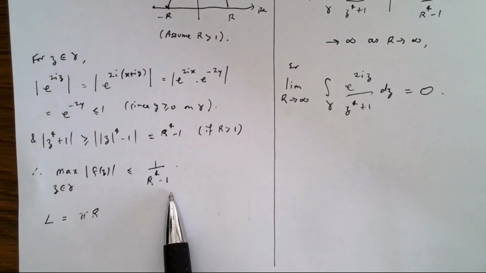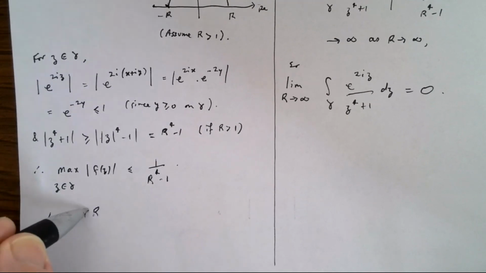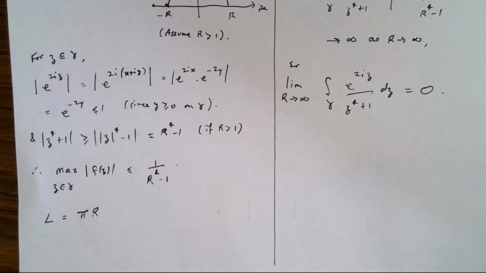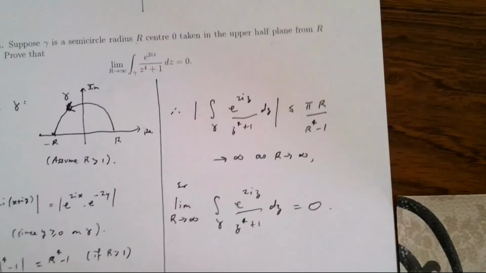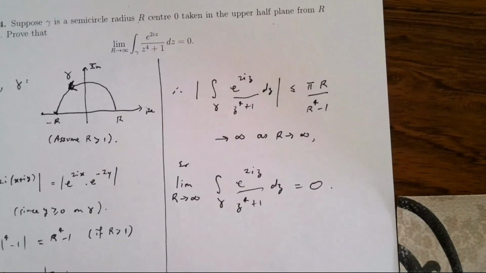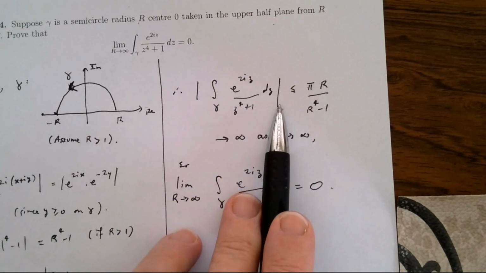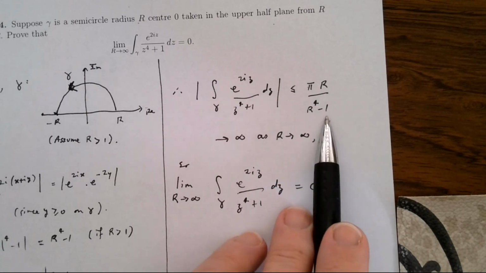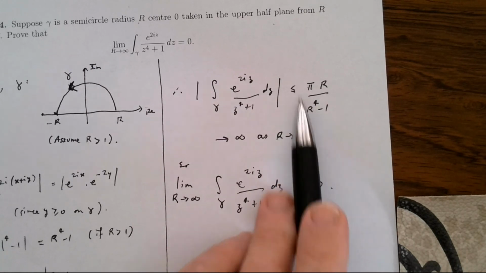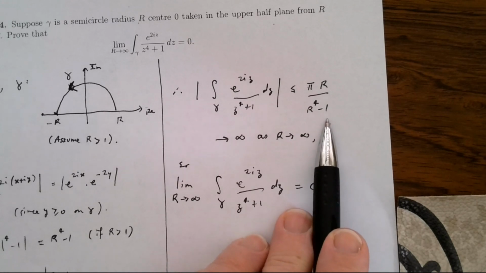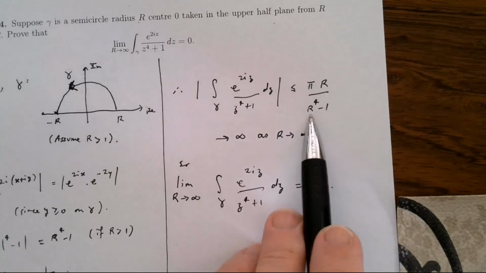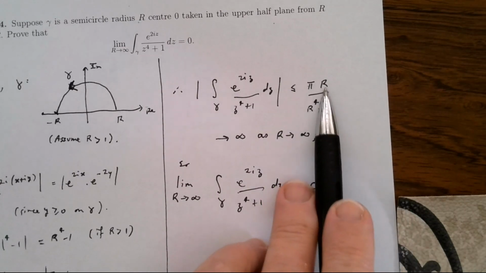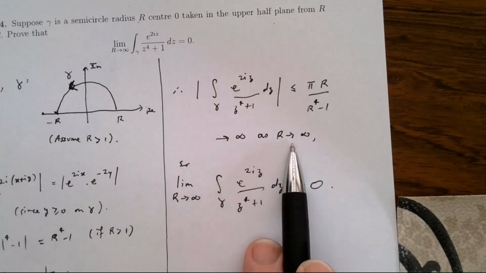Now the length of the contour is easy, it's just the circumference of a semicircle of radius r, so that's pi r. Plugging all that together then, the size of the integral is less or equal to, well, pi r was my L, and 1 over r to the 4th minus 1 was my M. Now you can see the dominant term on the bottom is r to the 4th, there's only an r on the top, so that's going to go to 0 as r goes to infinity.